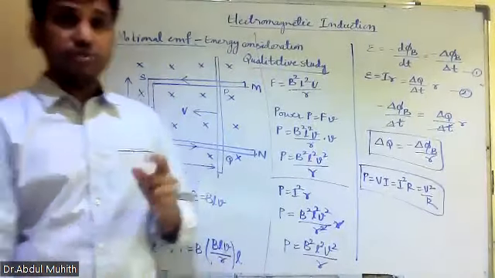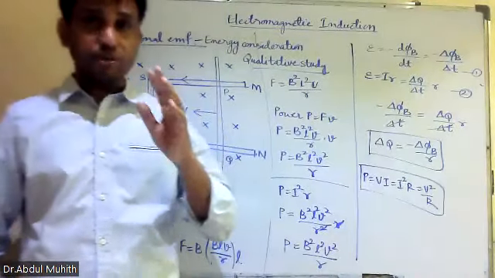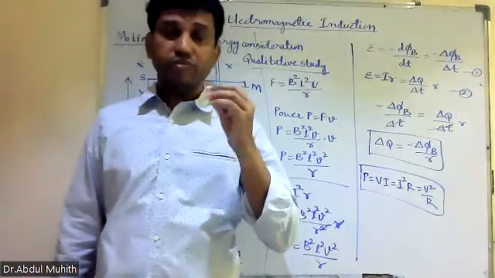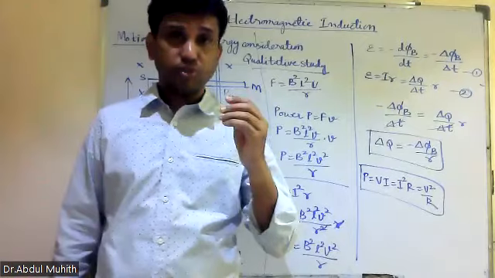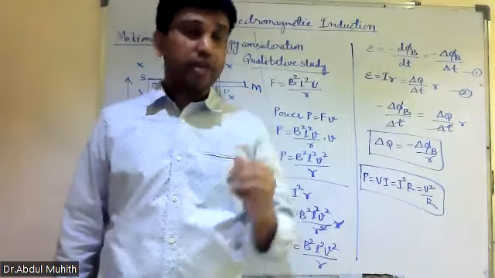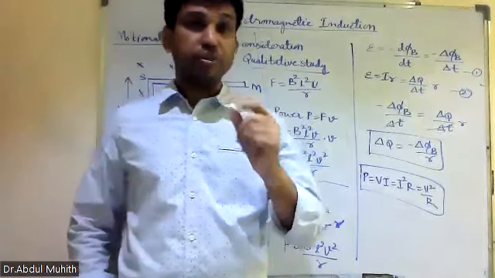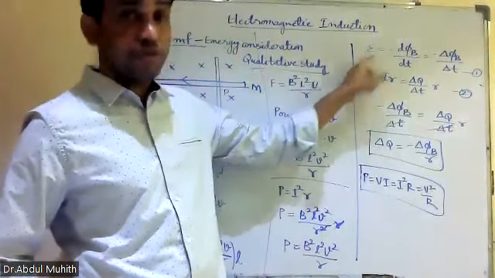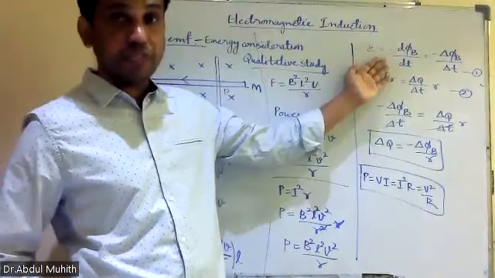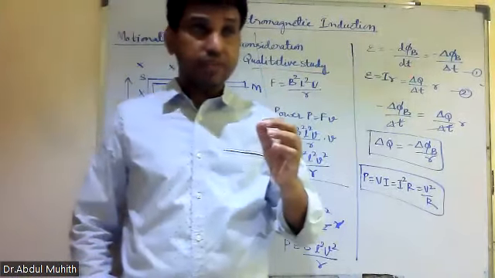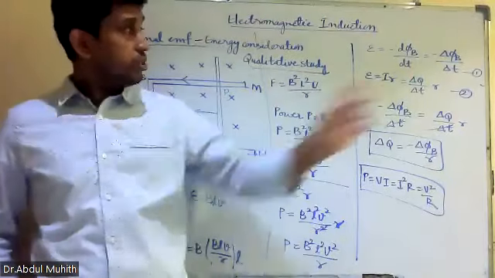Now, coming to Faraday's law of electromagnetic induction. He says that when there is a relative motion between a magnet and a wire, an induced EMF is developed. That is given by E is equal to minus d phi B by dt. This is the formula. What is phi B?